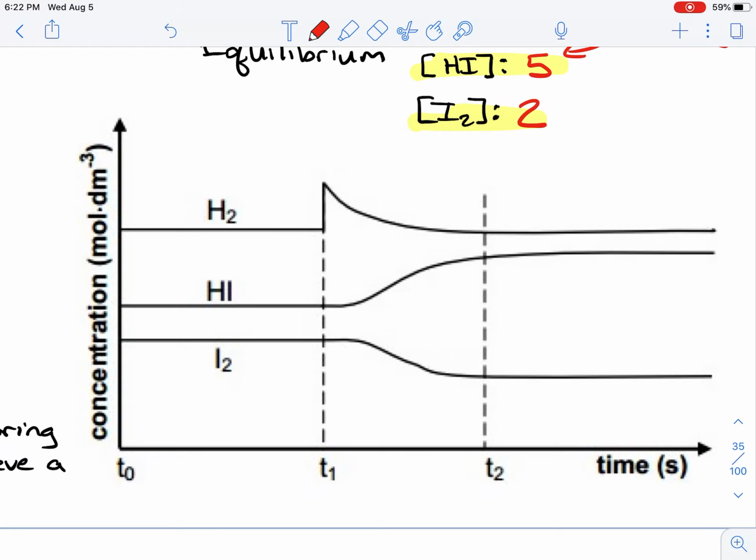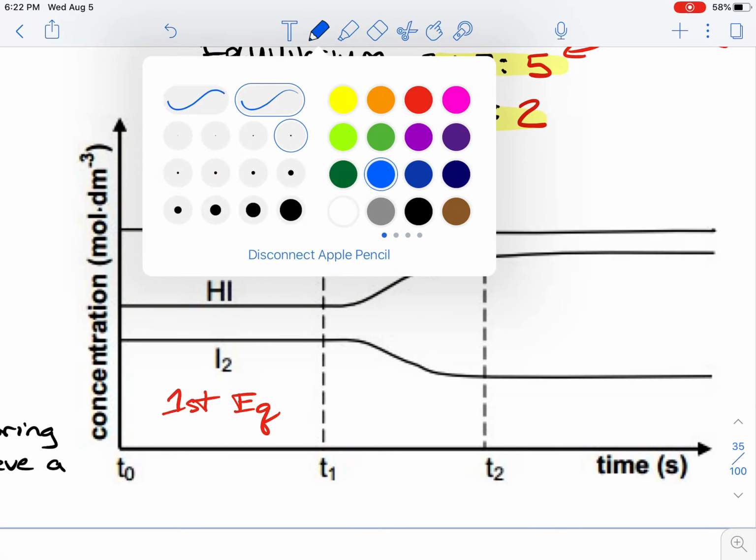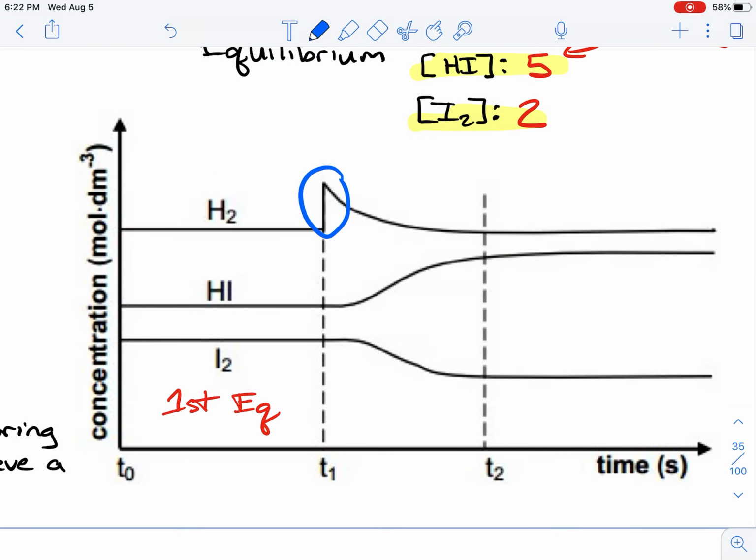And so I want you guys to notice that the concentration of H2, HI, and I2 is constant here. So this is the first equilibrium, right? So first equilibrium. And so this little increase is the stress. So there's an increase in H2.